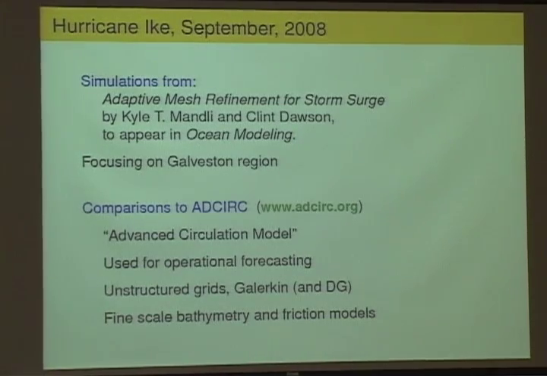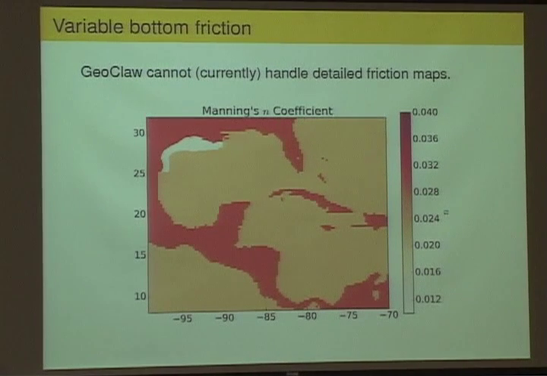But it's been used for actual operational forecasting during hurricanes. And so they've put a lot of work over the past decade or more into getting ADCIRC working well on the Gulf Coast and whatnot. So Kyle was looking at one comparison of Hurricane Ike, which hit the Galveston region in particular quite hard. So I'll show a few shots from that.